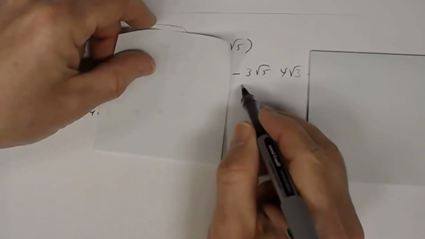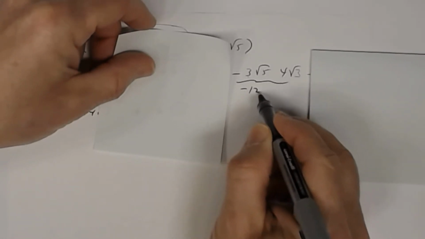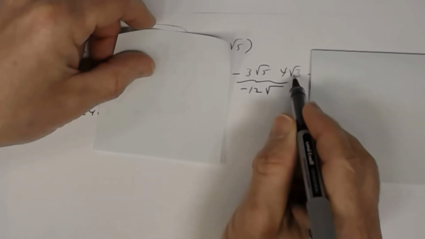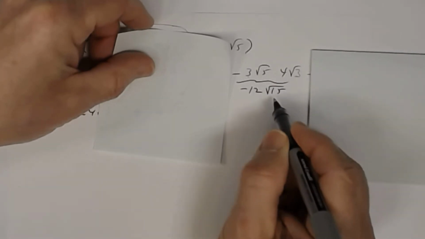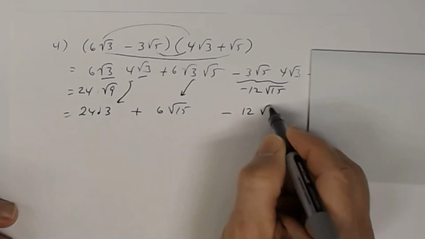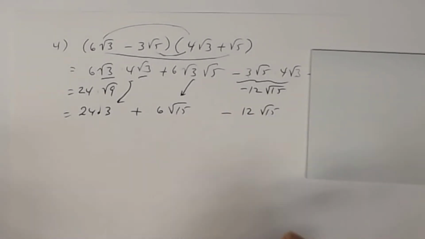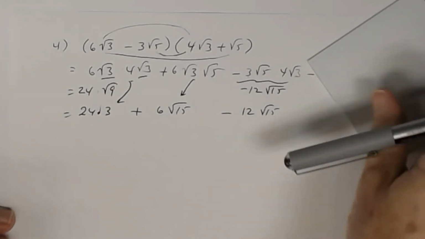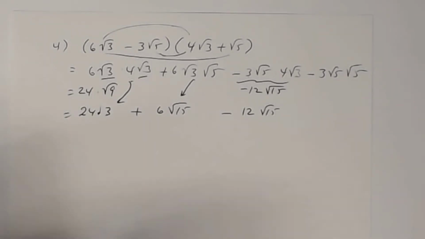So I do this right here, it becomes minus 12 square root of it, then 5 times 3 is 15. So that part is going to come here. So minus 12 square root of 15. I cannot simplify the square root of 15. The only perfect square that goes in 15 is 1.